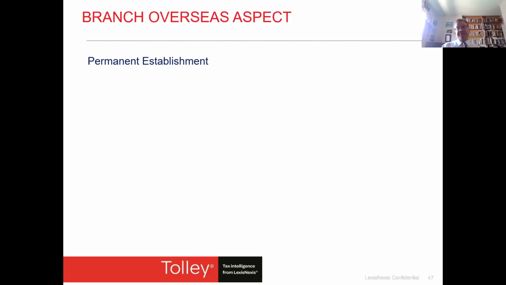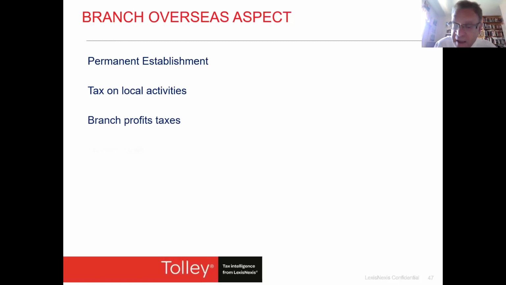The overseas aspect is that a branch will normally be a permanent establishment. There will be a tax on local activities. There might be branch profits taxes. You may have to look at hybrid rules to see that elements may get two deductions or claim two deductions, in which case there needs to be an adjustment unless that same corresponding income is also included in both jurisdictions. And you may need to look at the local employment laws as well.